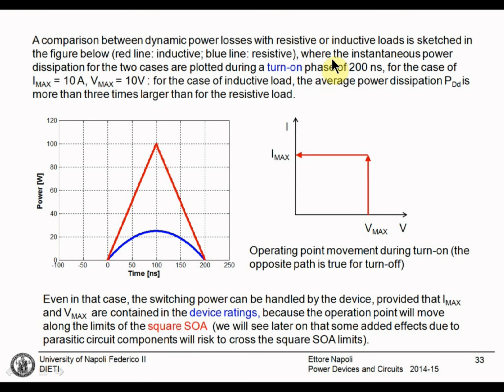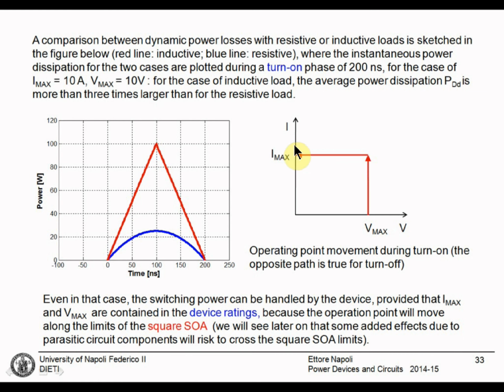In this case, the switching time is assumed to be 200 nanoseconds. The load current is 10 amps, and the maximum voltage is 10 volts. For the inductive load, the maximum power dissipation is Imax multiplied by Vmax, and is 100 watts. For the resistive load it is 1/4, which is 25. In the end, the average power dissipation, the energy that is dissipated in the two cases, is more than 3 times larger for the inductive load.